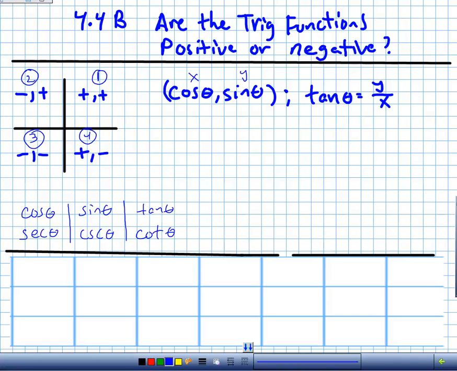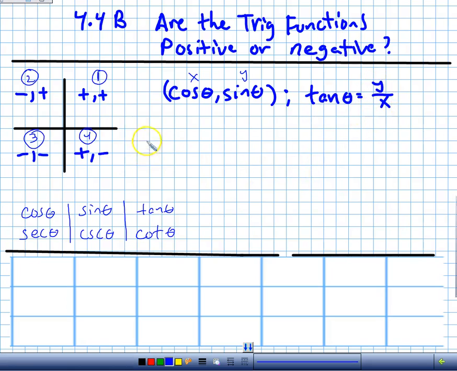In this video, I would like to go over how to tell whether the trig functions are positive or negative. First of all, you have to understand that in the coordinate point, cosine is going to correspond to x, and sine is going to correspond to y. If that's the case, tangent will be equal to sine over cosine, or y over x.